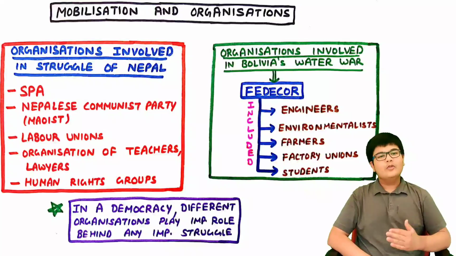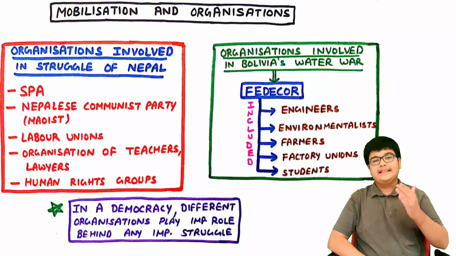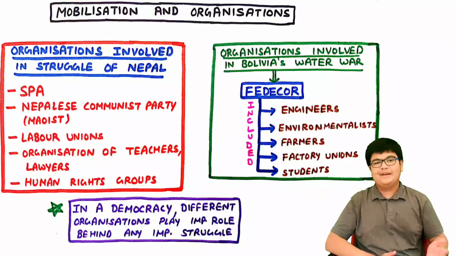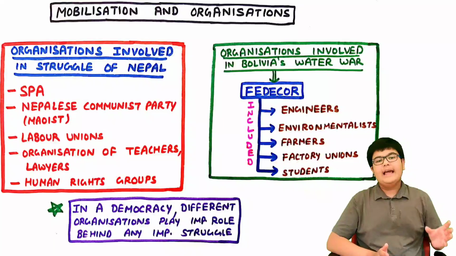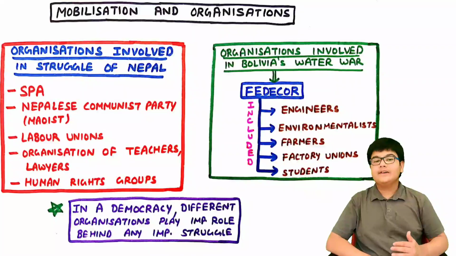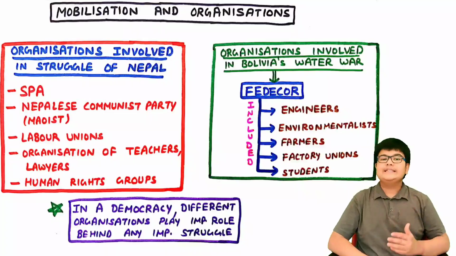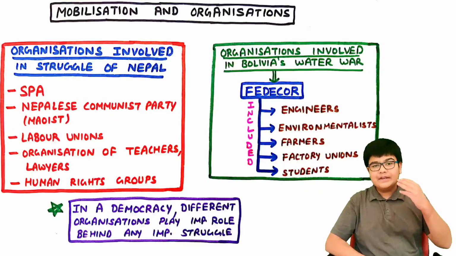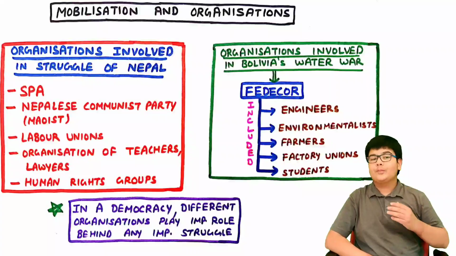So now let's move to the next topic, which is mobilization and organizations. In this, we will study how organizations help in the mobilization of the people. So let's go back to the story of Nepal and Bolivia. The organizations involved in the struggle of Nepal were the SPA, the Nepalese Communist Party or the Maoist Party. But apart from these political parties, there were also many other organizations of common people such as labor unions, organizations of teachers, lawyers and human rights groups.